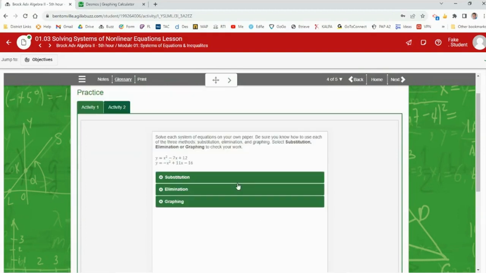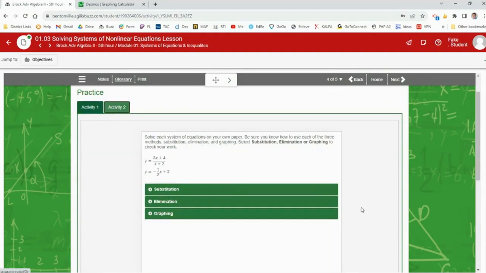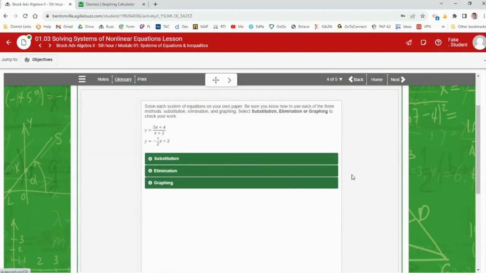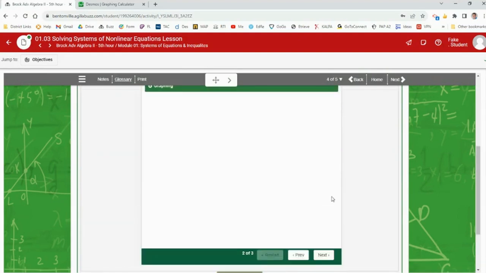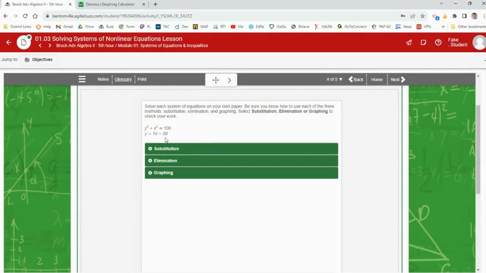Then go to activity 2, and here's some that have fractions. There's 3 of those you can practice. And again, if you're doing well with them, there's no need to do all the practice problems. It's just to help you know, do I understand? Do I know what's going on?